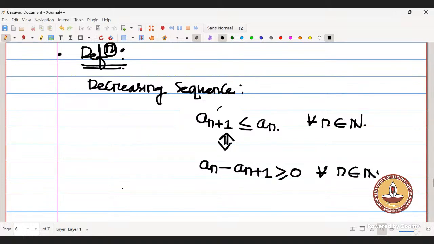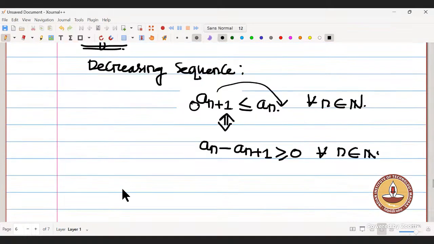See, you are taking a_{n+1} to this side, right? Then you will get zero, so this is greater than. Okay, I made a mistake in writing my formula. So this is the decreasing sequence, right? Similarly, for an increasing sequence, what will you get? a_{n+1} is greater than a_n, right?